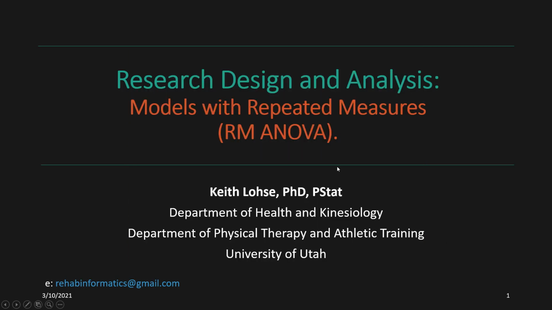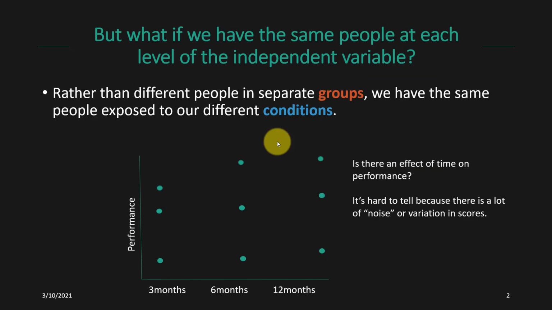And today we're going to be talking about repeated measures ANOVA as kind of an extension of what we did in the previous video, where we were talking about the dependent samples t-test. So repeated measures ANOVA is conceptually very similar to what we've done with factorial ANOVA before, where we're going to have some kind of categorical predictor that has two or more levels to it. But the difference is that now, rather than having different people in separate groups, we're going to have the same people exposed to different conditions over time.